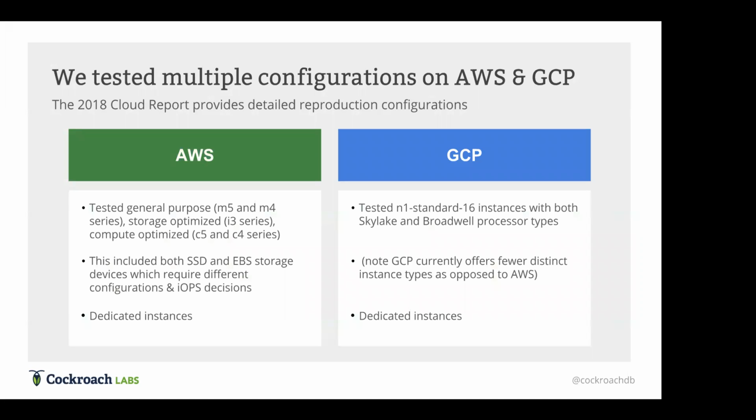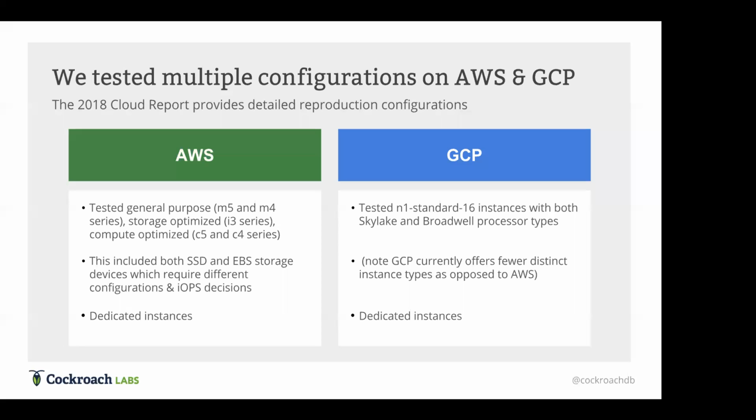And so we tested multiple configurations of machine types on AWS and GCP. On AWS, we tested the general purpose, which are the M series. So we looked at both the M4 and the M5, because those are the two series that are sort of commonly available. M5 being the newer generation, as I mentioned earlier. We looked at the storage optimized series. So this is the i3 series. The compute optimized series, which is the C5 and C4 series.